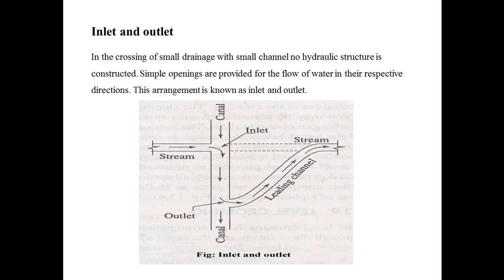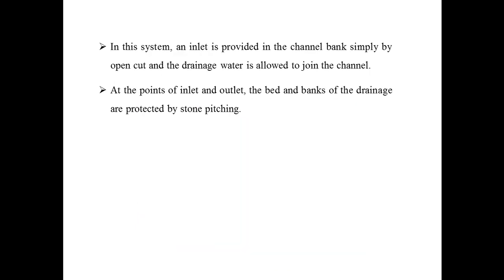The other type is the inlet and outlet. In the crossing of a small drainage with a small channel, no hydraulic structure is constructed. Simple openings are provided for the flow of water in their respective directions, and this arrangement is known as inlet and outlet. In this system, an inlet is provided in the channel bank simply by an open cut, and the drainage water is allowed to join the channel.